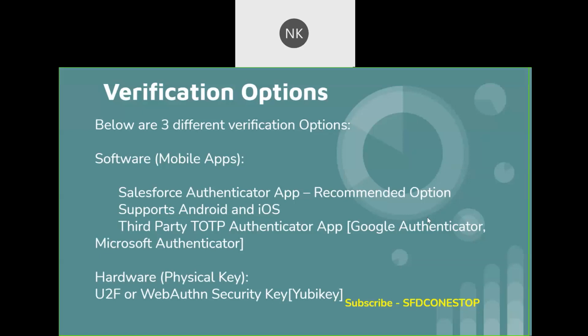Now whenever the user tries to log in to Salesforce, it will send out a notification, or the user has to use his mobile application. Either he or she can choose the Salesforce Authenticator application or a third-party TOTP authenticator app, either Google Authenticator or Microsoft Authenticator. And if they don't have these mobile applications, we can send them a physical key, and they can use it with the YubiKey and authenticate to Salesforce. That is, approve the access or deny the access. So we did the end-to-end demo of all of this.